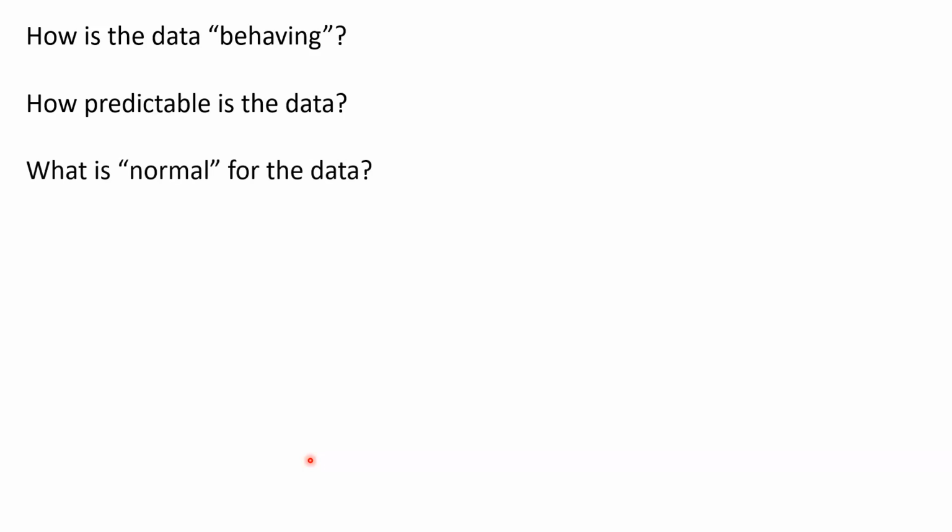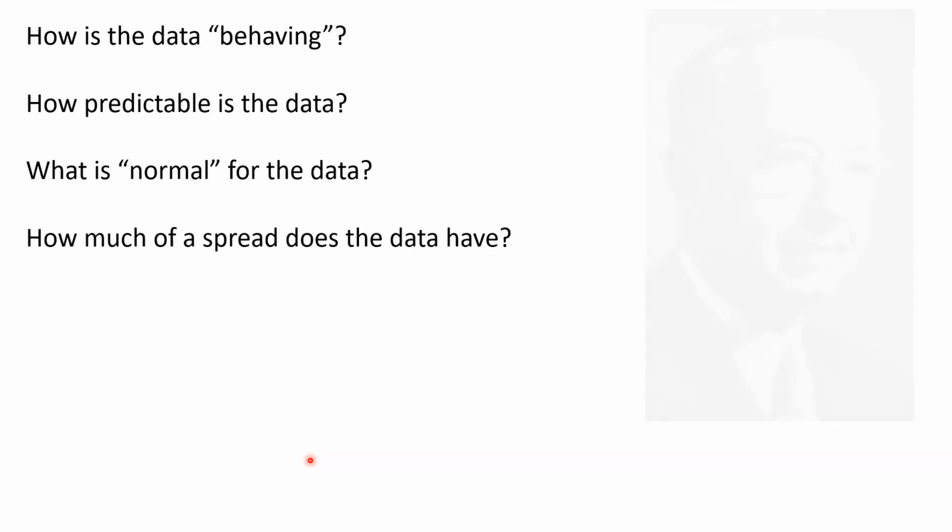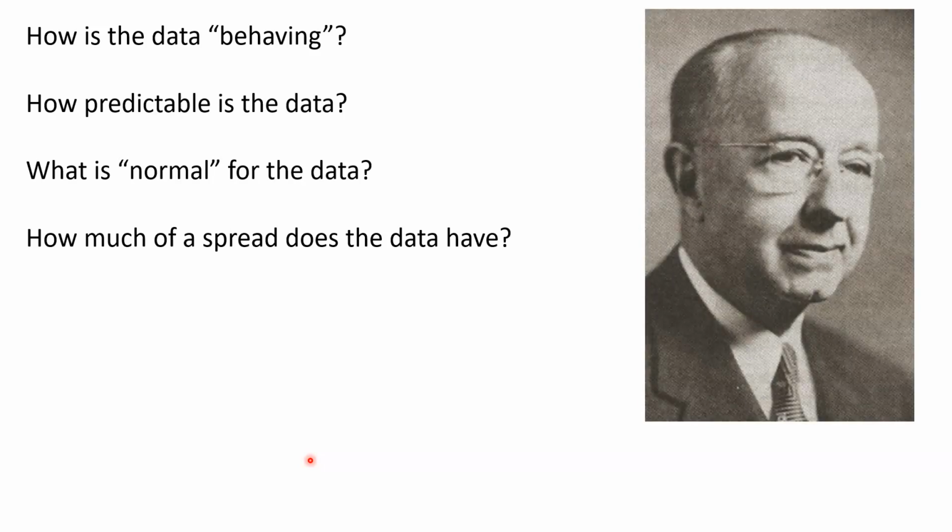We want to understand, number one, how data is actually behaving. Especially when you're doing Lean Six Sigma, it's a data-driven decision-making process for continuous improvement. How predictable is that data? In order to make those decisions, we need data that we can understand and that is indeed predictable. We want to know what is normal for the data and how much of a spread does the data have.